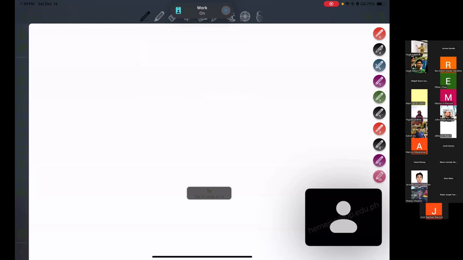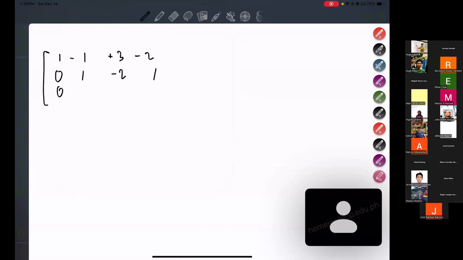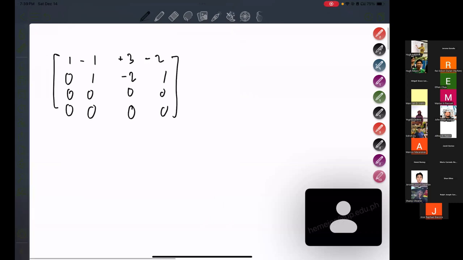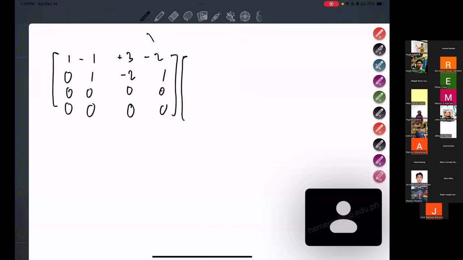So now that we found the simplified matrix, which is the reduced row echelon form, plus 3 minus 2, I'll just rewrite it. Now that we have that, we want to fulfill the condition which is Ax equals 0. So that's basically what it looks like.